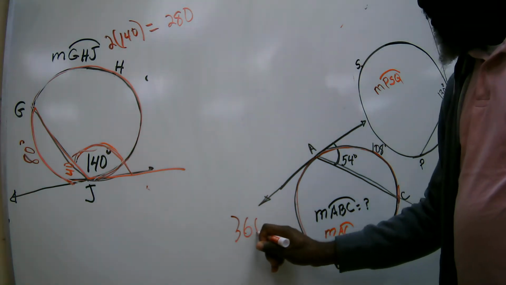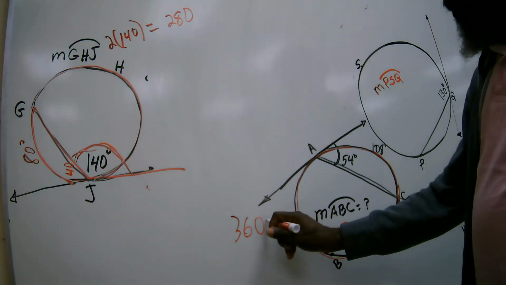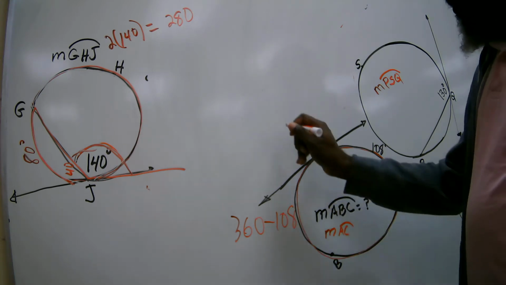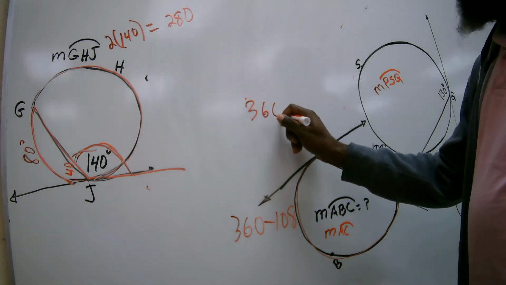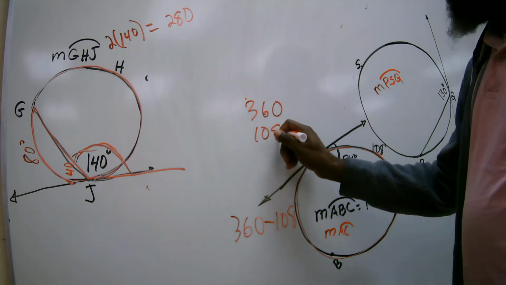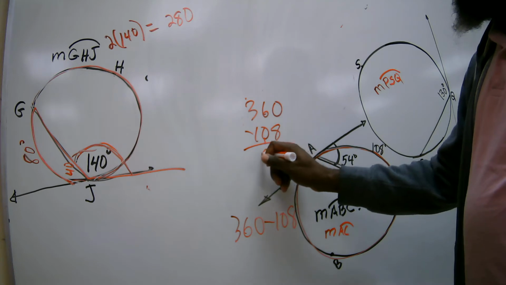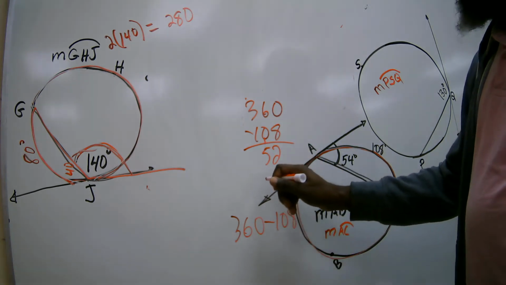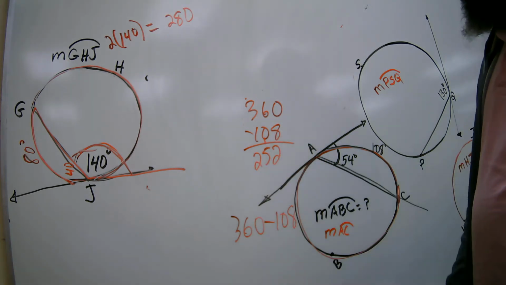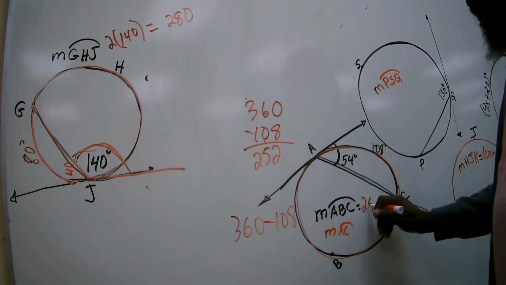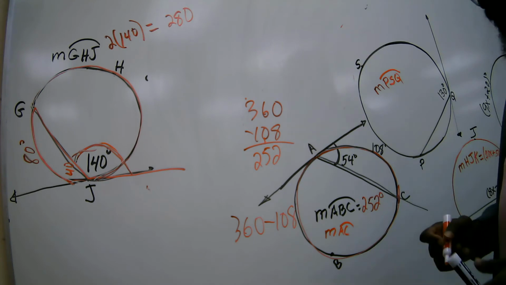There are many ways to solve this problem. Minus 108, then that will give you that. So if you take 360 and subtract 108 from that, that will give you the leftover. That will give you 252 degrees. This will be 252 degrees, then you're done.